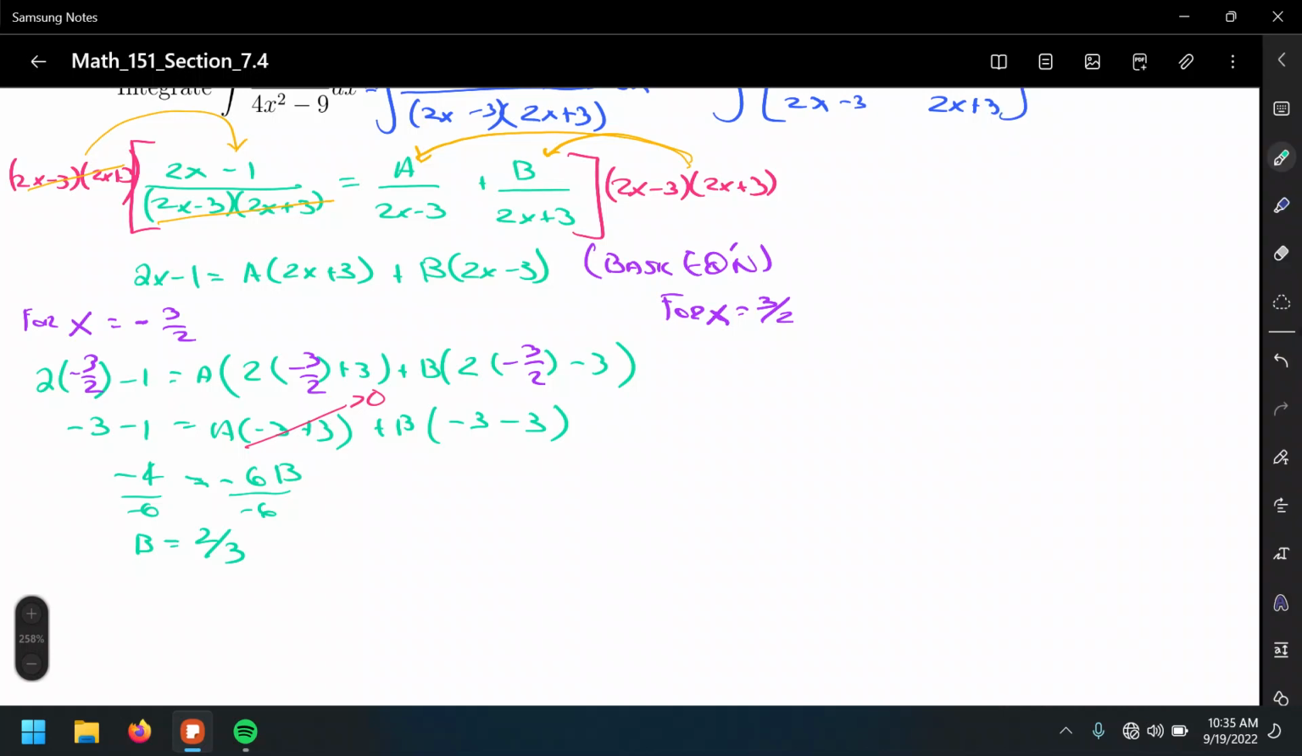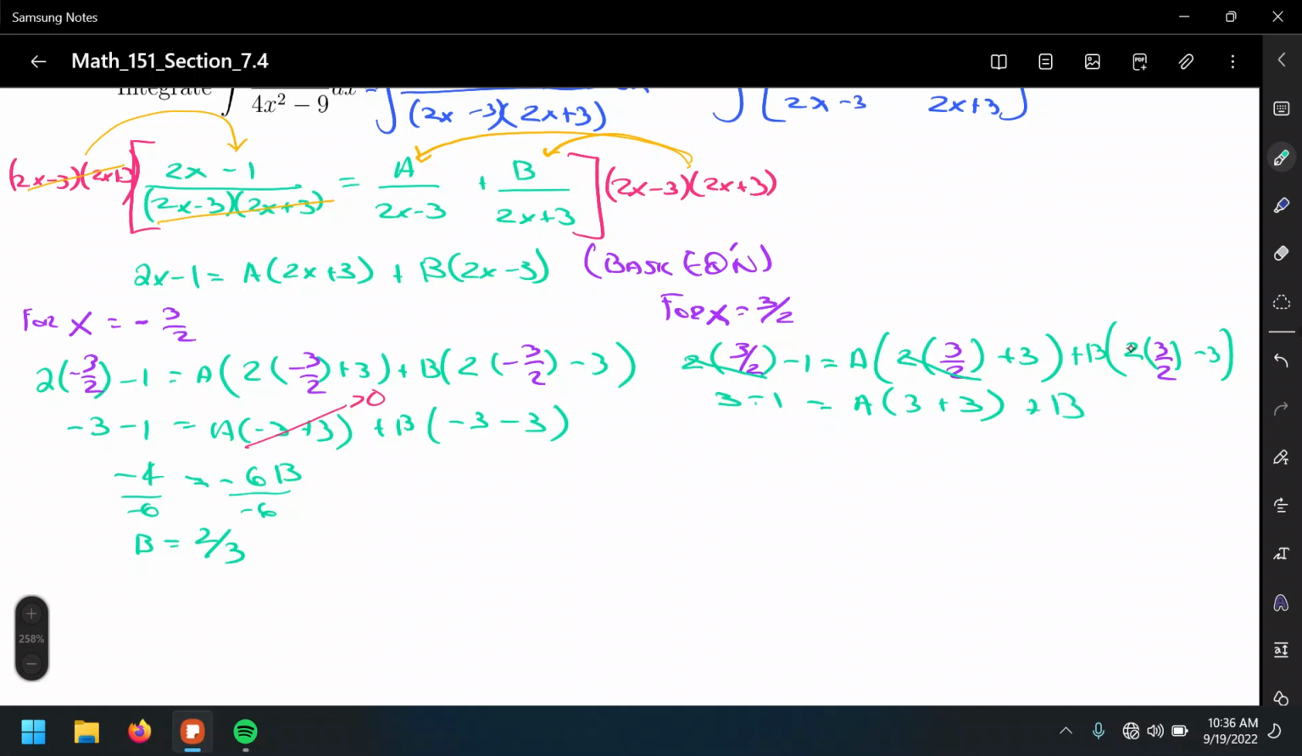Okay, so what are we going to do? Substitute. 2 times 3 over 2 minus 1 equals a times 2 times 3 over 2 plus 3 plus b times 3 over 2 and minus 3. So 3 over 2, 3 over 2, 3 over 2. Okay, let's simplify this numerically well. The 2's here cancel. That's going to leave us with 3 minus 1. And then the 2's cancel. That's going to leave us with a equals 3 plus 3. Plus b times, cancel the 2's. That's going to leave us with 3 minus 3. And well, this is where the term cancels out.